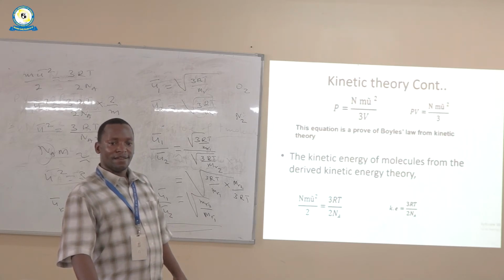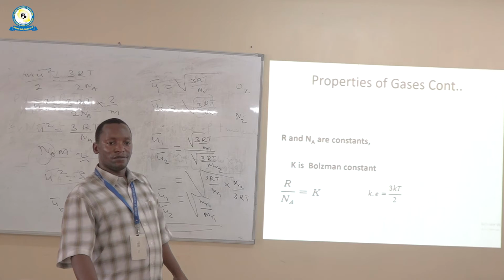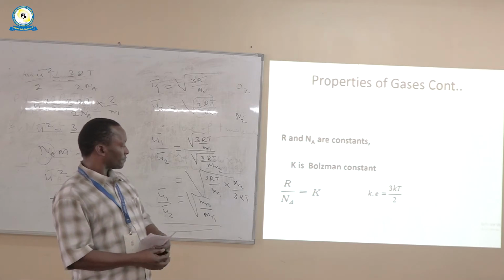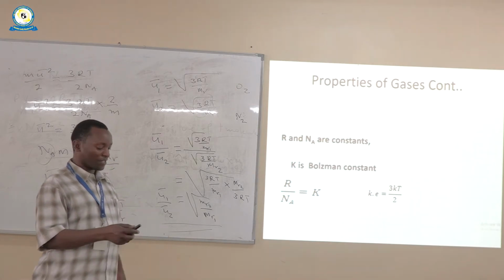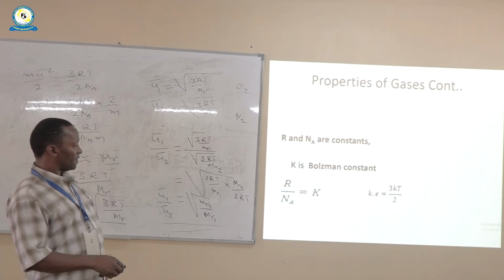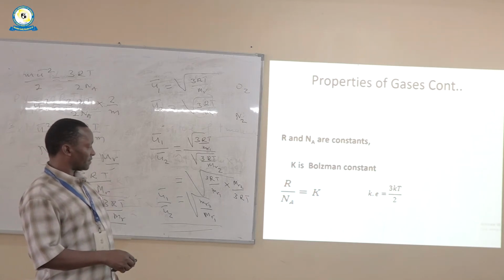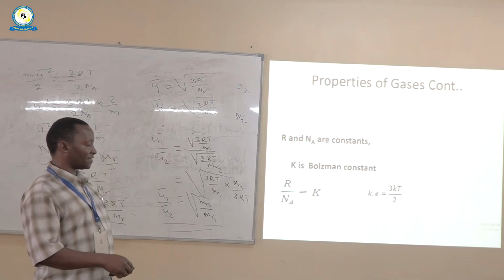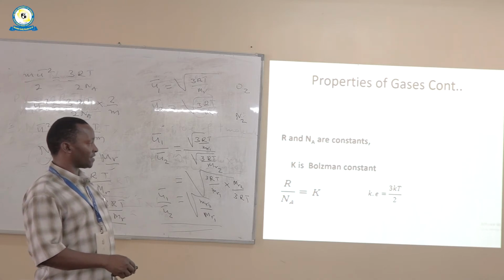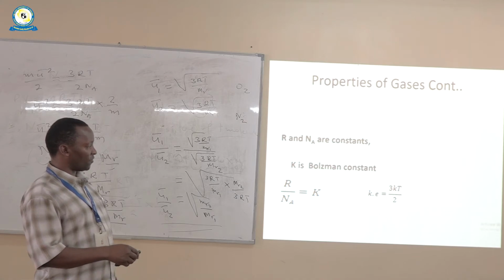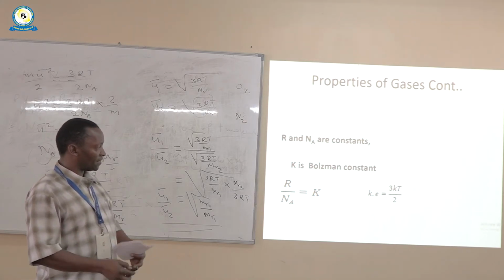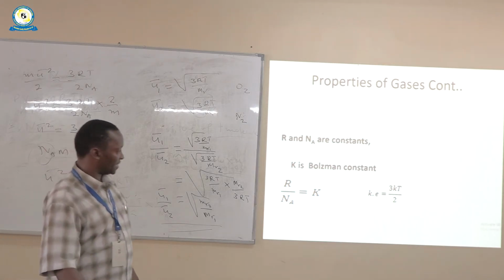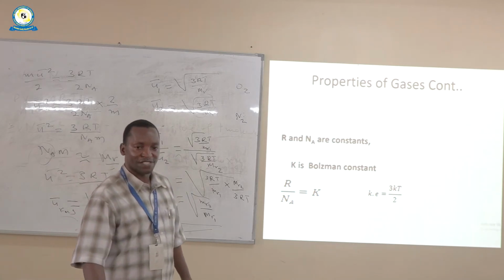Now you will see that there is the value of R, and all of them are constants. Avogadro number, I did guess on top, they give out a constant. That constant is known as the Boltzmann constant.